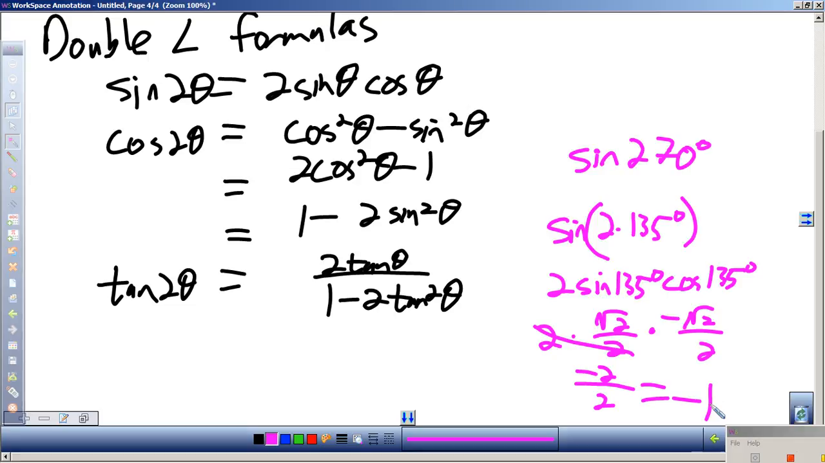So again, we get this value, which we already knew. Right? We already knew that the sine of 270 was negative 1. So if you only memorize the top half of the circle, we can get the bottom half using this formula.